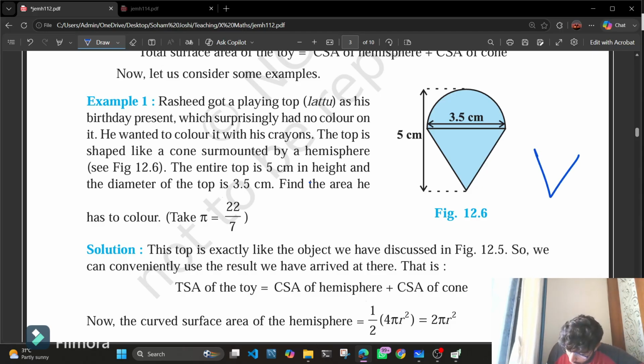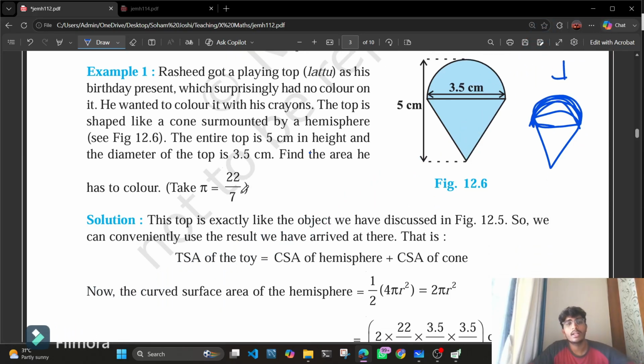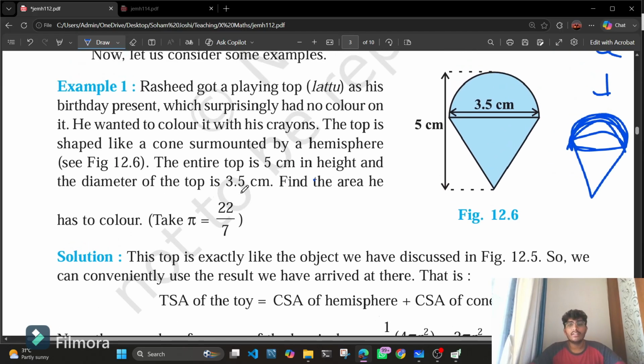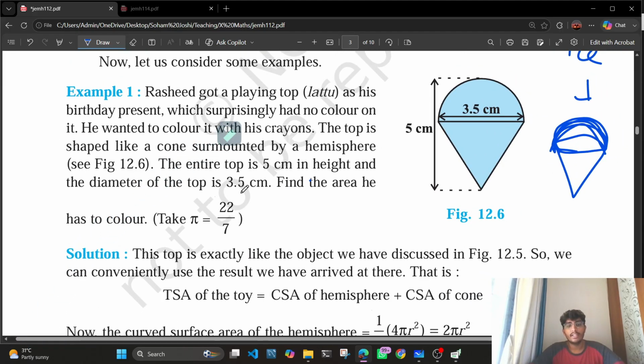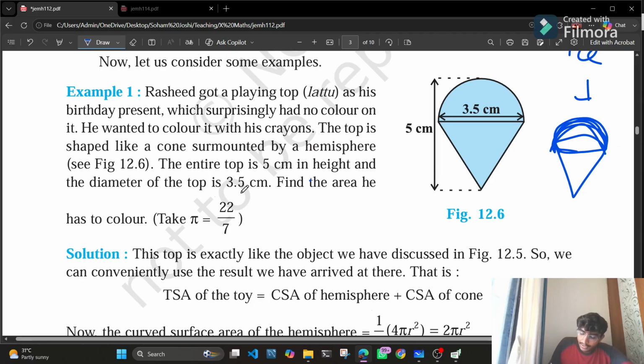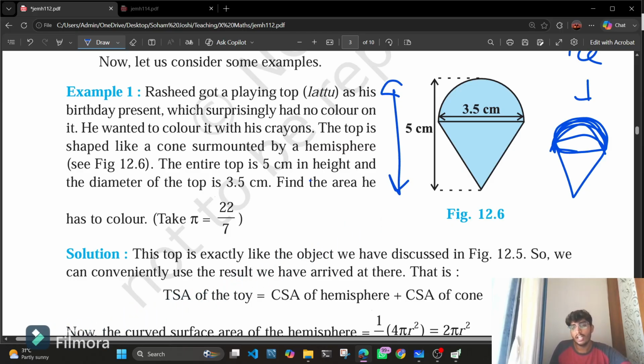So maybe we can refer to this as a cone, and on the top of it we have a hemisphere. So it can be referred to as an ice cream cone as well, right? Now the given data for us is that the total height of the top is 5 centimeters, that is from this to this, and the diameter of the hemisphere is 3.5 centimeters.